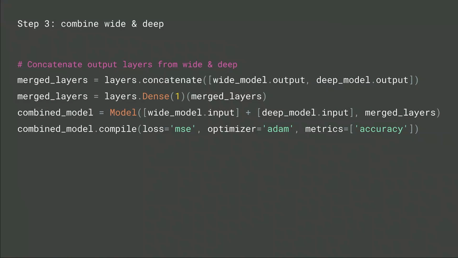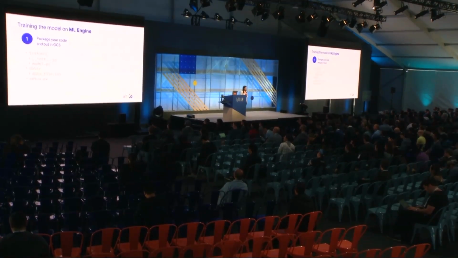And then using the Keras functional API, it's relatively straightforward to then combine the outputs from both of these models and then define my combined model. And so now it's time to run training and evaluation on that model. I chose to do that using a machine learning engine. So the first step here is to package my code and put it in Google Cloud Storage. This is pretty simple. So I put my model code in a trainer directory. I put my wine data in a data directory. And then I have this setup.py file, which is defining the dependencies that my model is going to use.